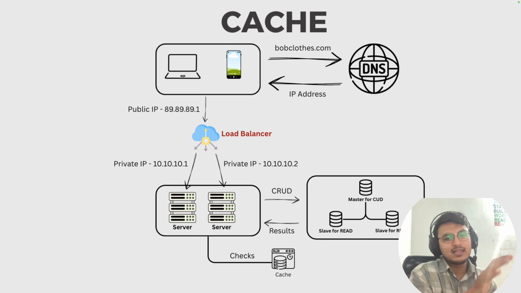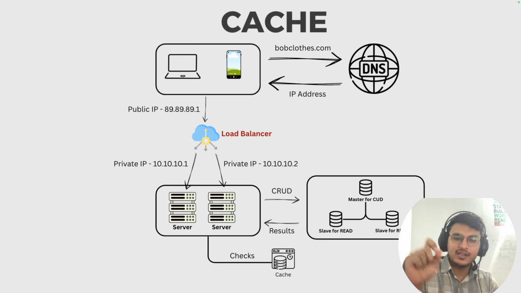Okay, in short, cache speeds up your application, reduces database load, and improves scalability, but only if you choose the right strategy and plan for expiration, consistency, and redundancy. So cache is really important to speed up your application. Now Bob has also added the cache layer, and his application looks pretty good. It's complex but super good.